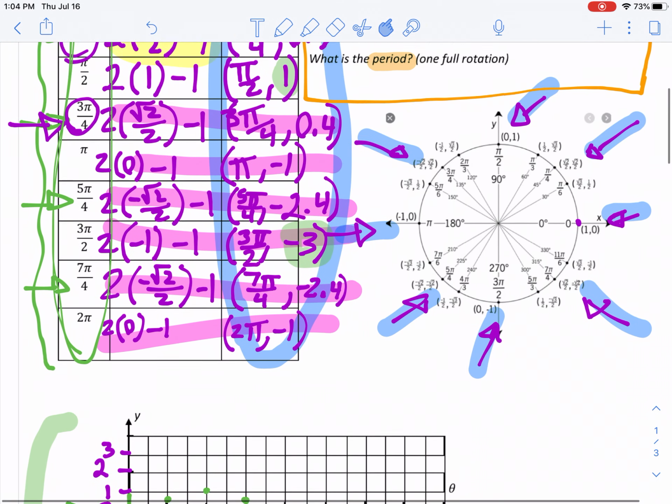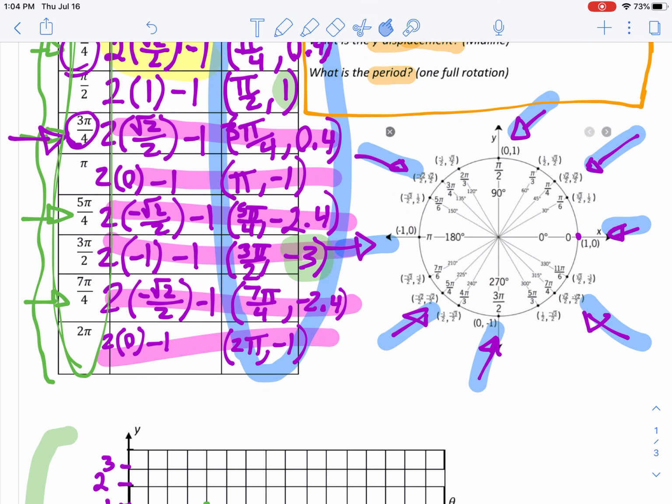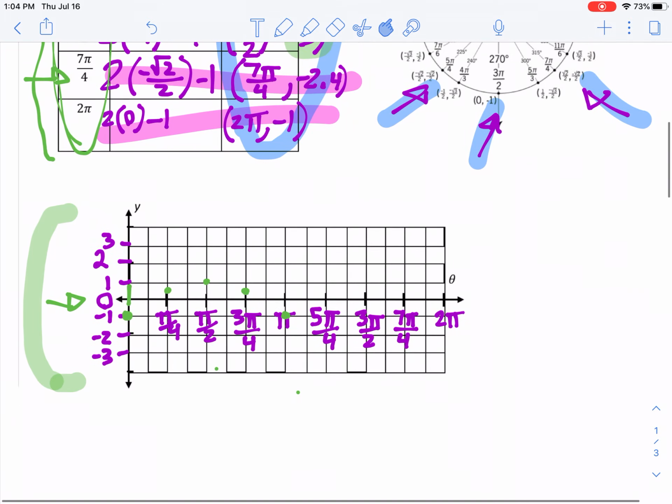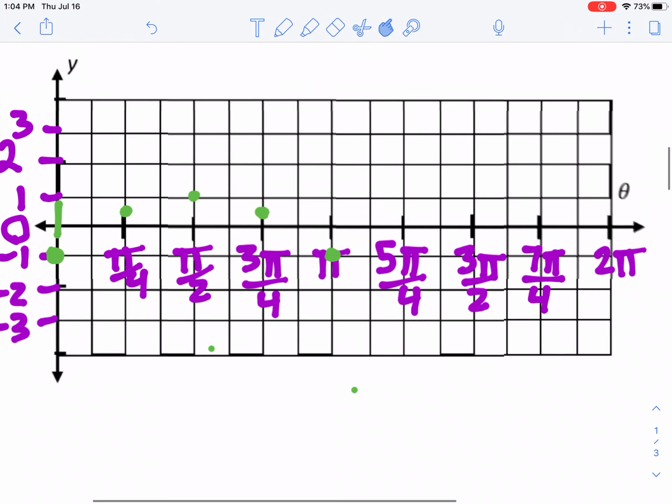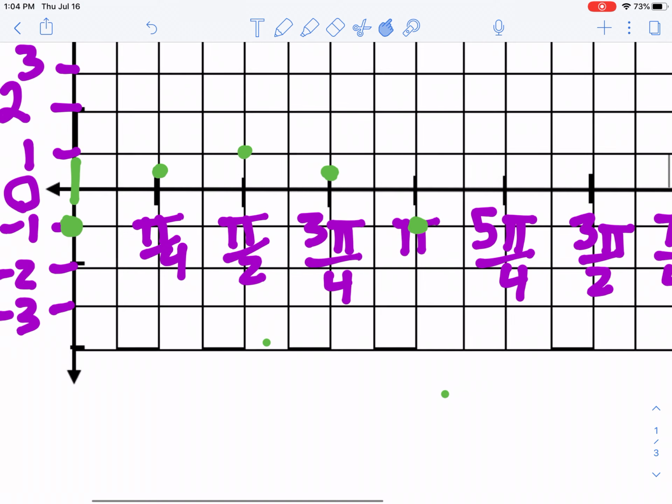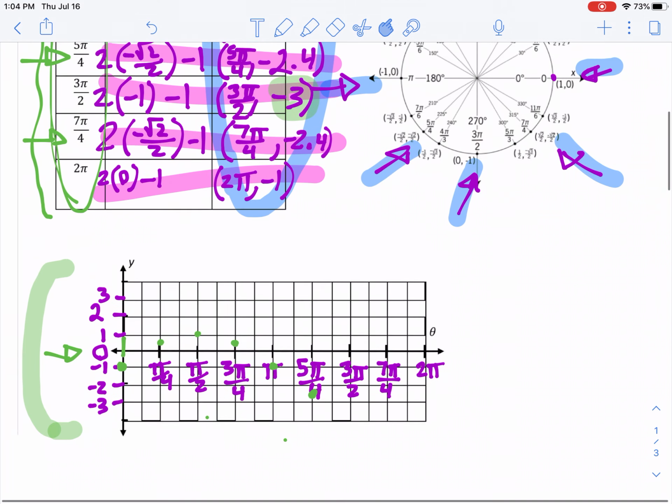Okay, 5 pi over 4, comma, -2.4. So 5 pi over 4, comma, -2.4. Let's go to that. We'll zoom in. Okay, so -2.4, let's say that's about right there. We'll say close enough.